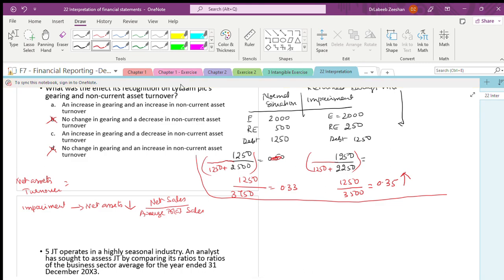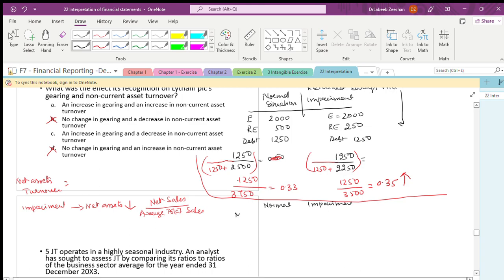Fine. Now see, make it a point. Again, make it two situations. One is the normal situation, and in one there is an impairment. Assume sales will never change. Sales have to be constant. Okay, sales will be constant.